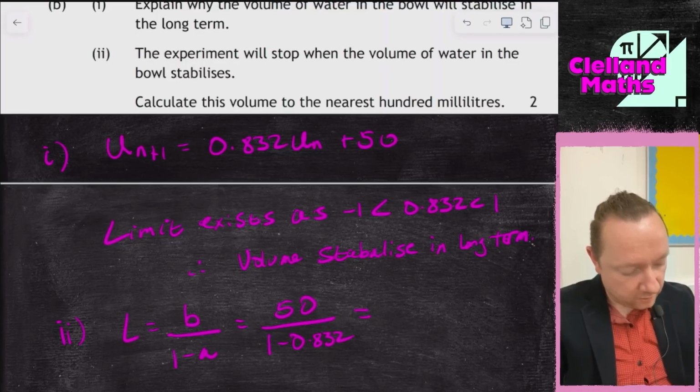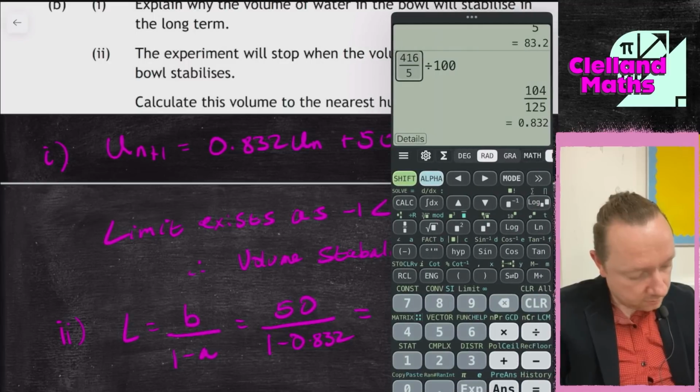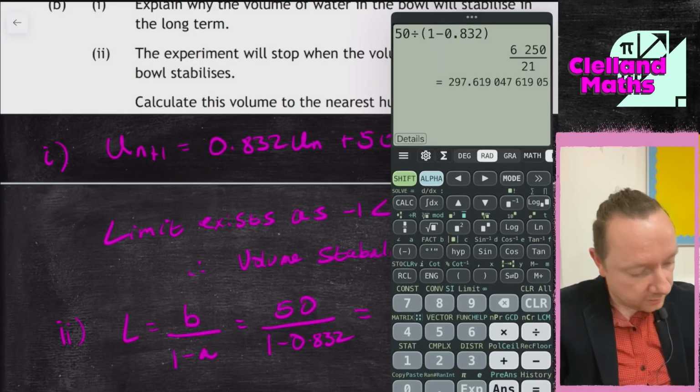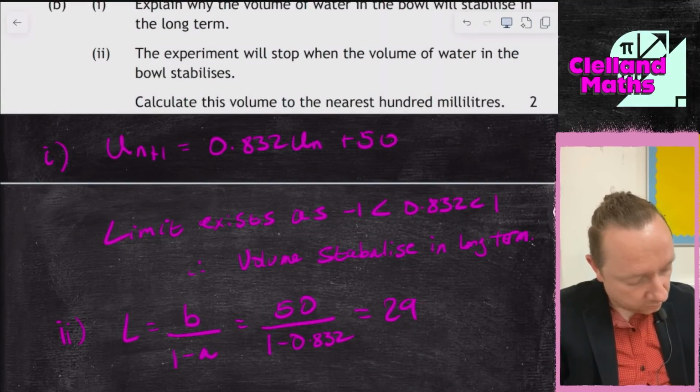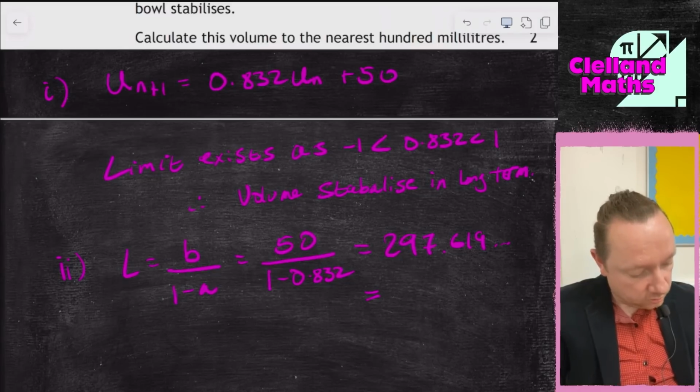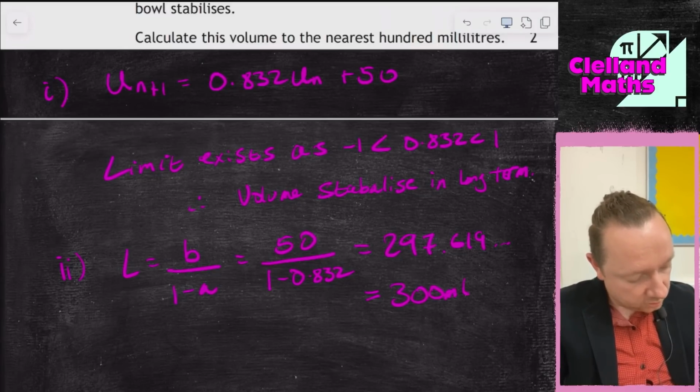I'm not going to do any more of that without a calculator. 50 divided by bracket 1 minus 0.832 gives me 297.619. I am going to round it, which equals, to the nearest 100 millilitres, 300 millilitres.